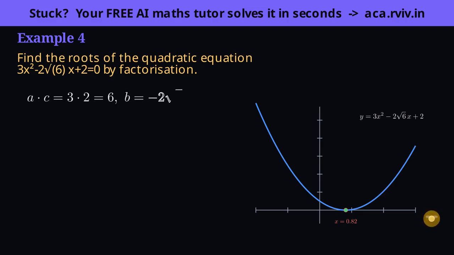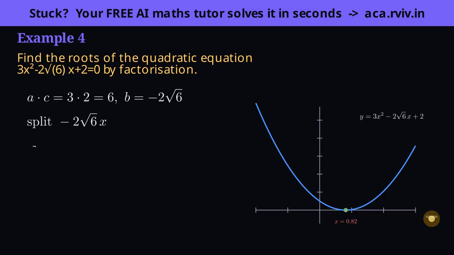Here a times c is 3 times 2, a clean 6, and b is minus 2 root 6. So we need to split minus 2 root 6 x into two pieces that multiply to give the 6x squared word from a times c and add back to minus 2 root 6 x.